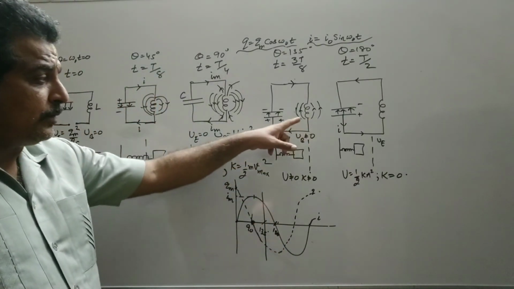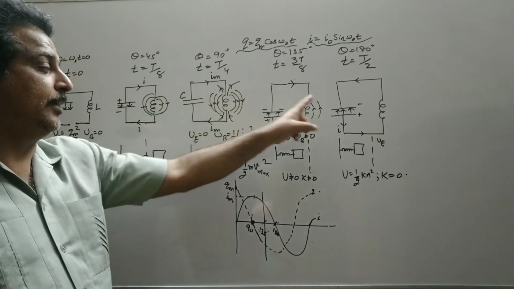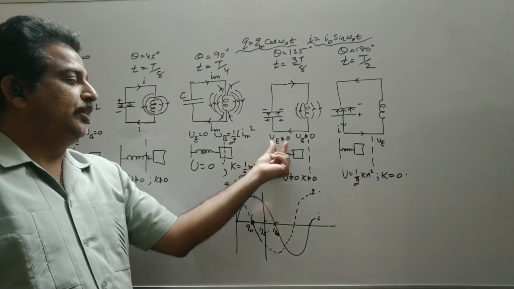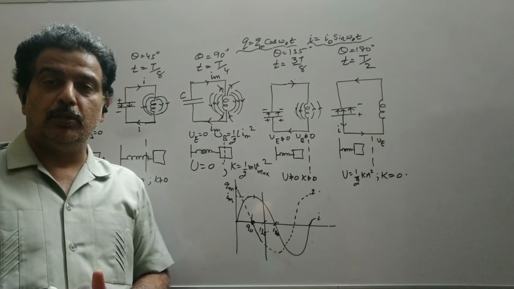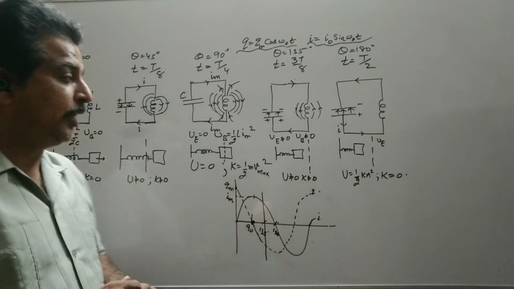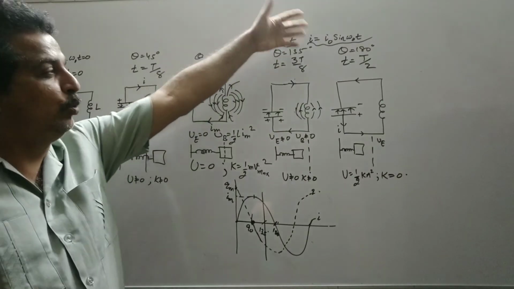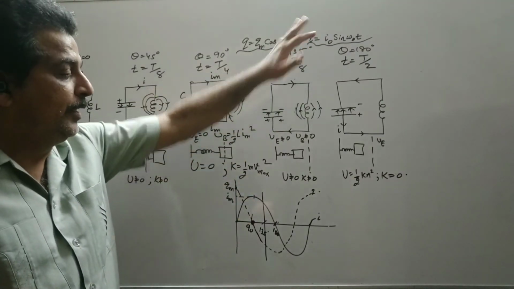So the number of magnetic field lines is decreasing. Again intermediate position. So U is not equal to 0, UB is not equal to 0. So it is again equally shared if it is 135 degree, because again it will come out to be 1/√2 value. However, one will be positive, one will be negative.